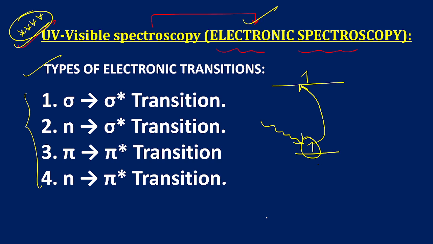How many types of electronic transitions we have with respect to visible spectroscopy? The same question will be there. Okay, sigma to sigma star, n to sigma star, pi to pi star, and n to pi star. 4 different types of transitions are possible. Sir, what are these transitions? What is sigma? What is n?